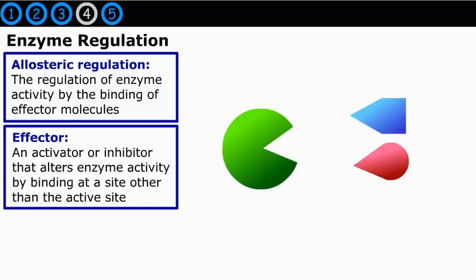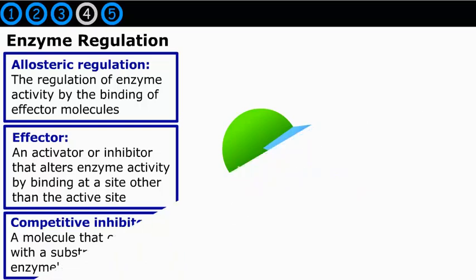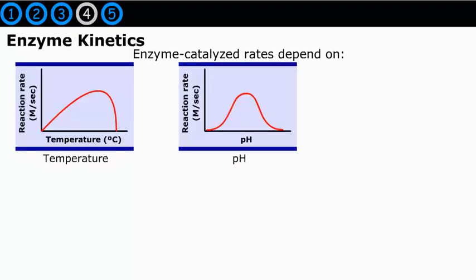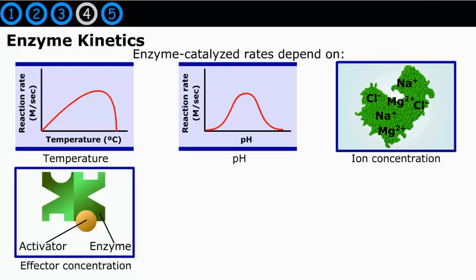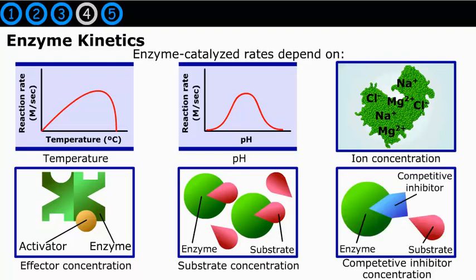Another type of an inhibitor is a competitive inhibitor. Competitive inhibitors compete with the enzyme's substrate for the active site. An enzyme's activity depends on its structure. Its structure depends on temperature, pH, ion concentration, and effector concentration. Enzyme activity also depends on substrate concentration and the concentration of competitive inhibitors. Many drugs exert their therapeutic effects by acting as competitive inhibitors of target enzymes.